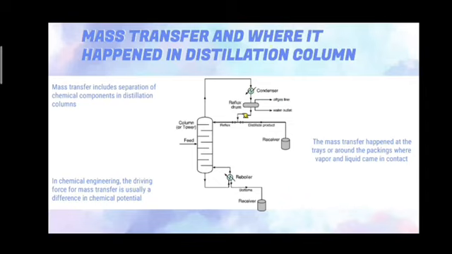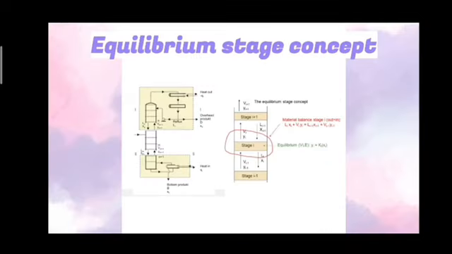So, where does mass transfer in distillation work? The mass transfer happens at the trays or around the packings where the vapor and liquid come in contact. So this is the equilibrium stage concept. We focus on the middle part to make the material balance. The middle is stage i, the bottom is stage i minus 1, and the top stage is i plus 1. L is liquid flow rate, V is vapor flow rate, x and y are mole fractions for the respective phases.